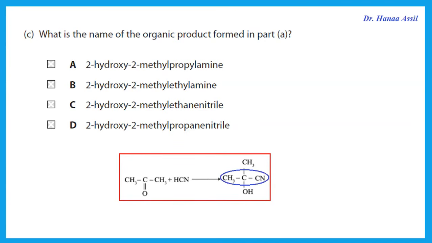Well, this is the chain. It has 3 carbons, and remember, you count the carbon of the nitrile or the cyanide. So this is actually propanenitrile, and then the substituents are 2-hydroxy, 2-methyl. So it is 2-hydroxy-2-methylpropanenitrile. Remember, the CN as a reagent is called the cyanide.